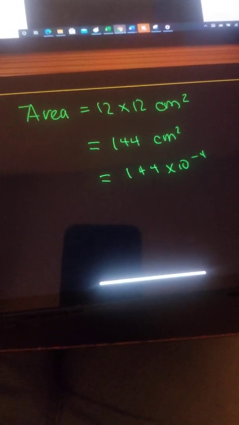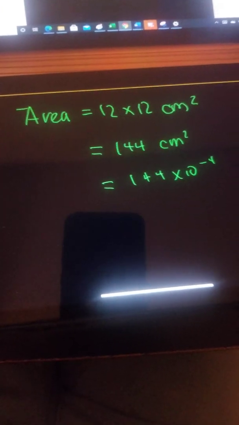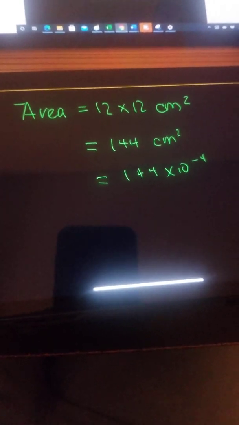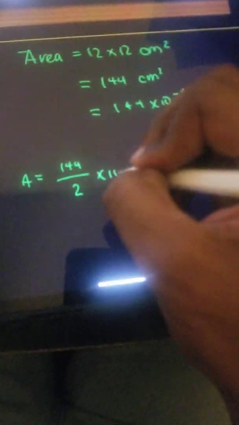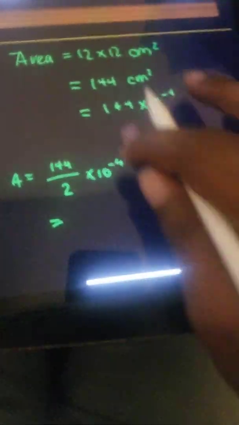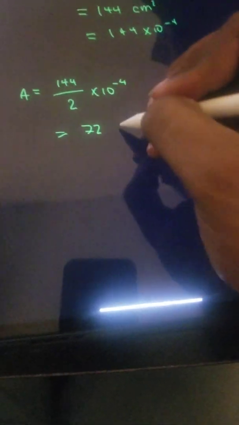And then now this total area is divided by 2. One is for the plexiglass and one of them is for the air. The area for the plate is equal to 144 over 2 times 10 to negative 4, which is equal to 72 times 10 to negative 4 meters squared.